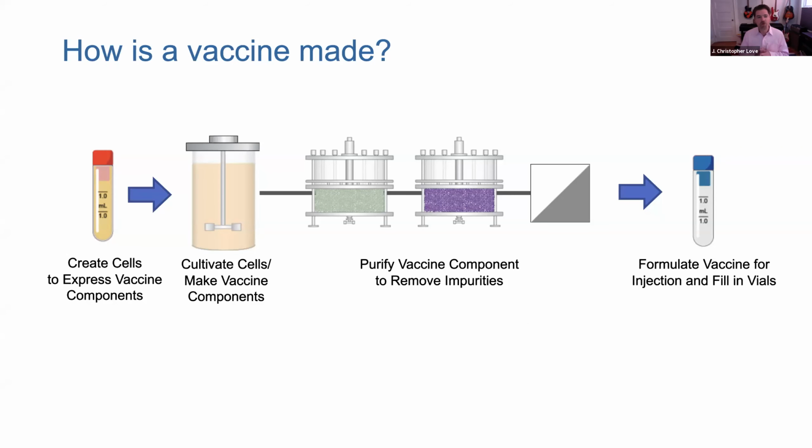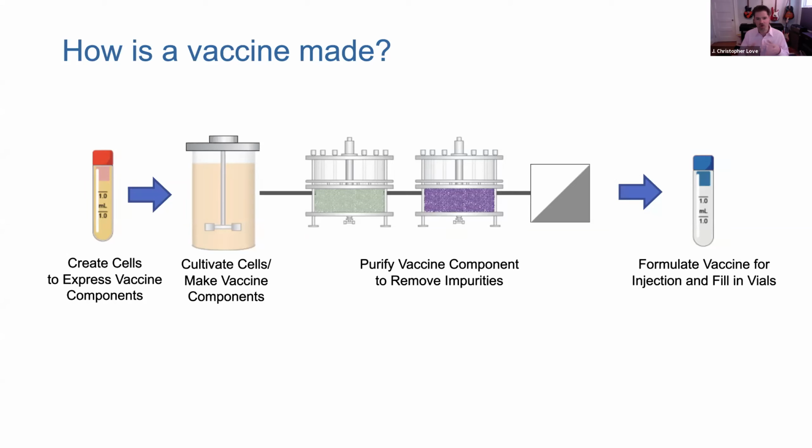Apologies for the interruption. So how do we make a vaccine? We've got to start with cells. They have to express a component of the vaccine. We're going to put those into a bioreactor. I mentioned 50,000 liters. This is an enormous reactor. You might be familiar with one on the bench in the lab space. That's a couple of liters that sits there.